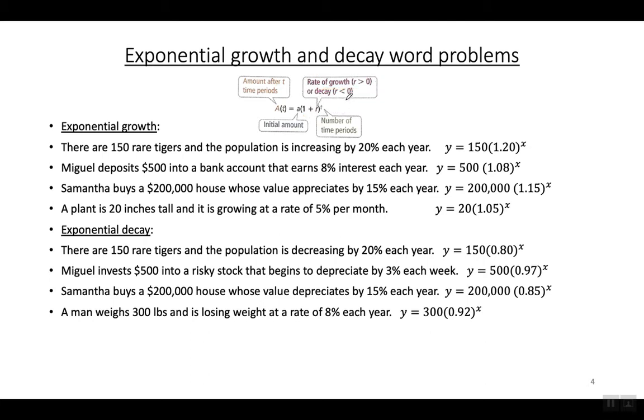And if r is less than 0, if r is a negative number, that means b will be less than 1, which means that it'll be exponential decay.